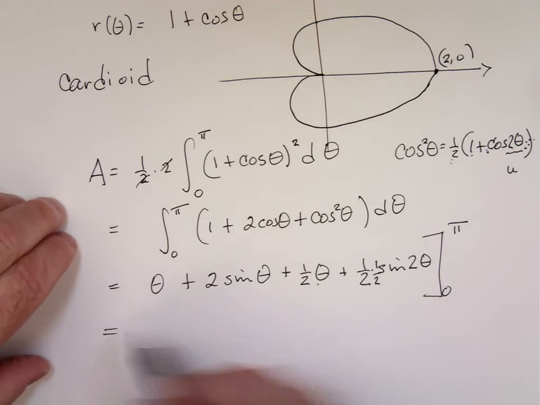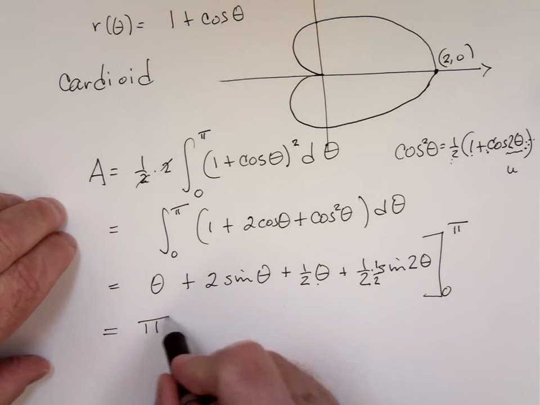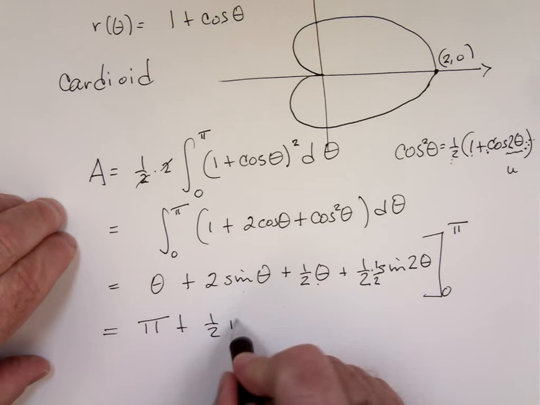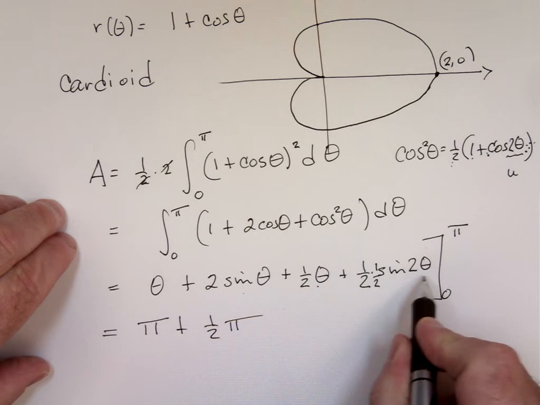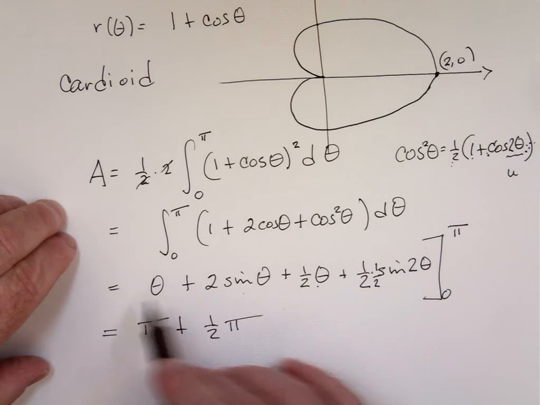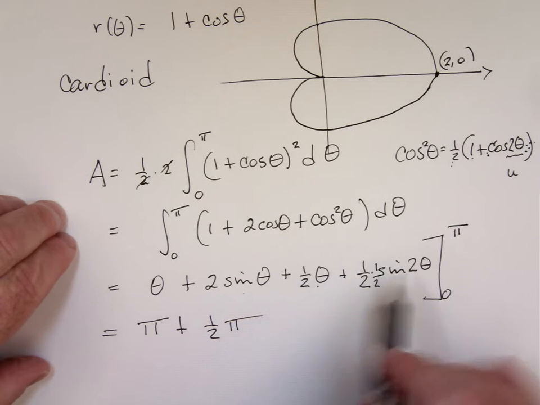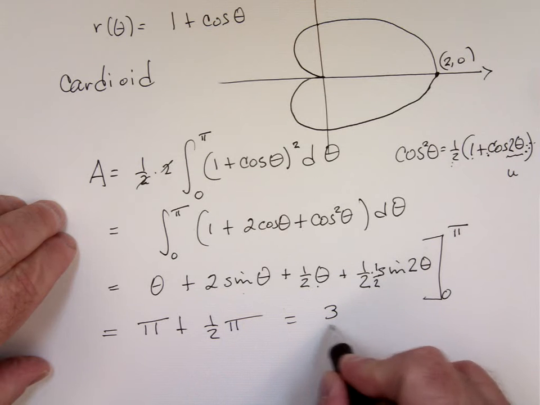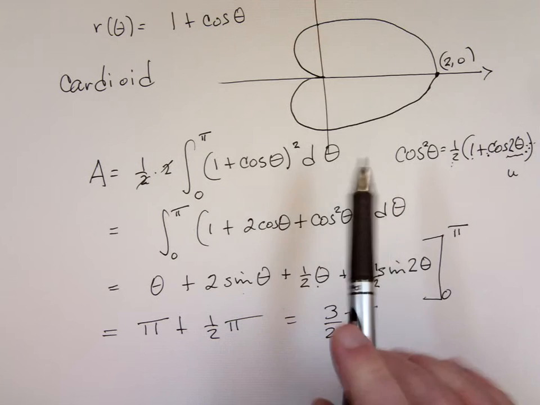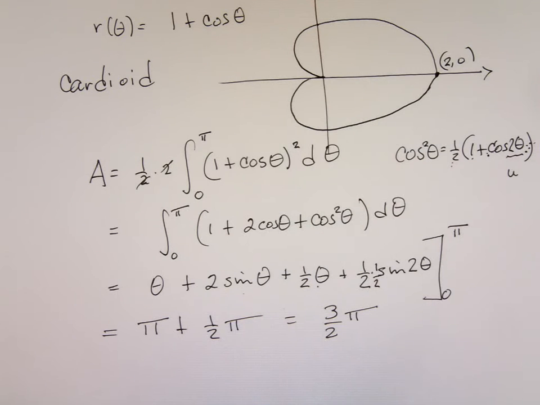So we end up with pi. Sine of pi is 0, plus 1/2 pi. Sine of 2 pi is 0, minus, substitute in 0, we get 0, 0, 0, 0. We get an answer of 3/2 pi. And that's the exact area of that cardioid. It's 3/2 pi square units.